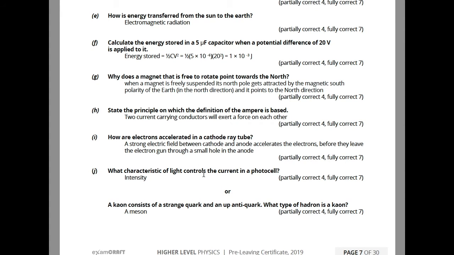What characteristic of light controls the current in a photocell? The current is controlled by the brightness, the intensity, right? The more light that shines on it, the more electrons are emitted. However, whether the electrons are emitted or not depends on the frequency. If it's below the threshold frequency, no electrons are emitted, no matter how bright the light is. That's the whole key of the photoelectric effect. And that's that one there.